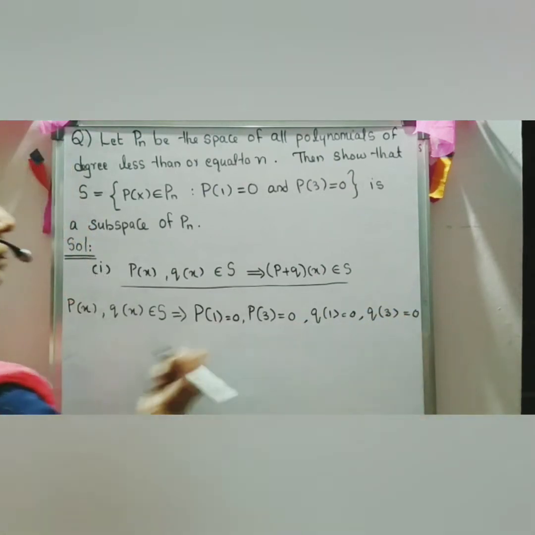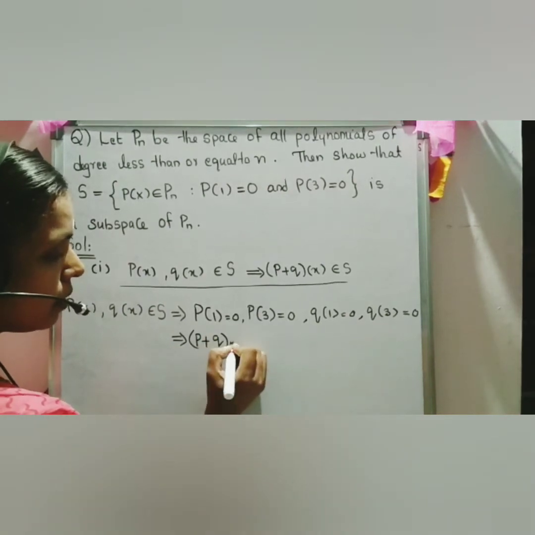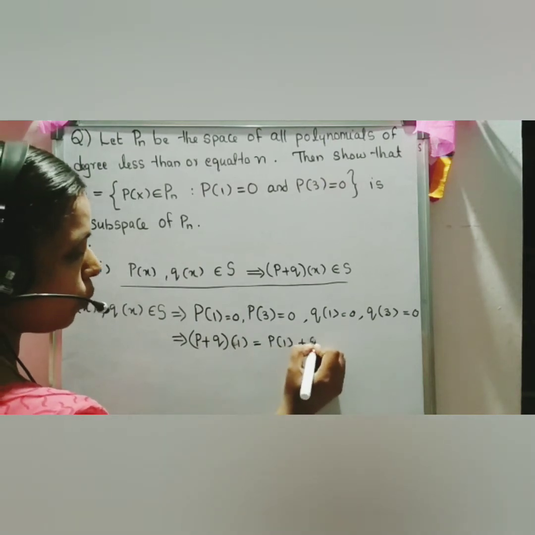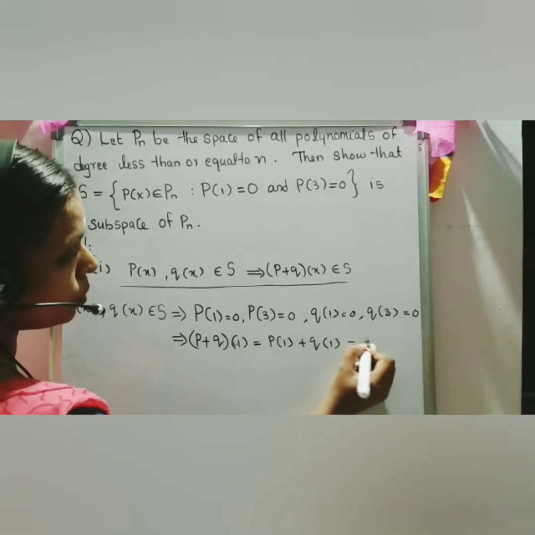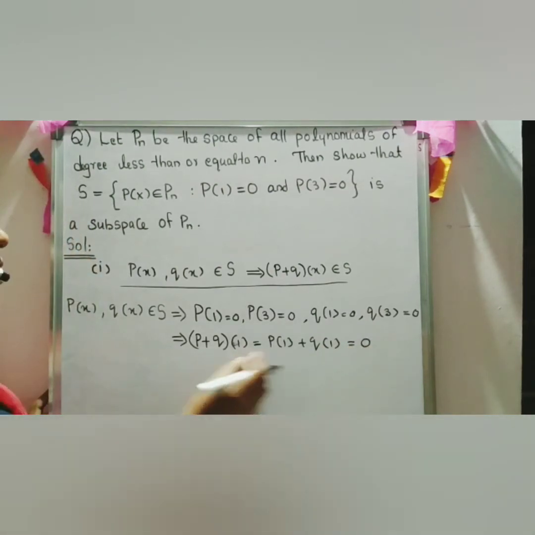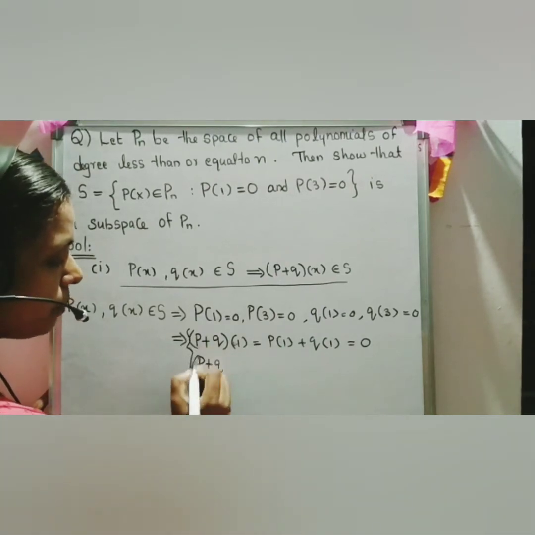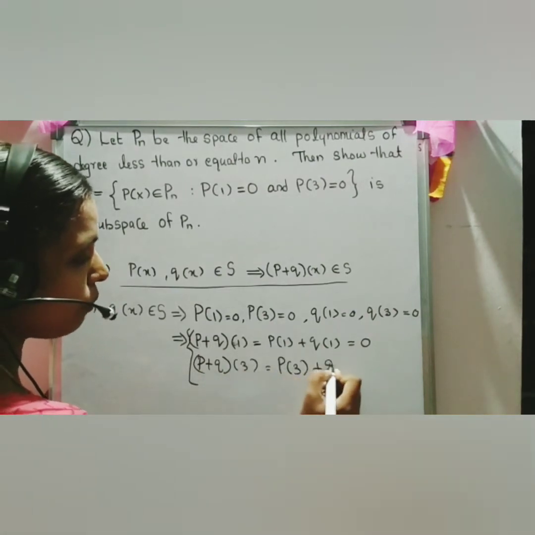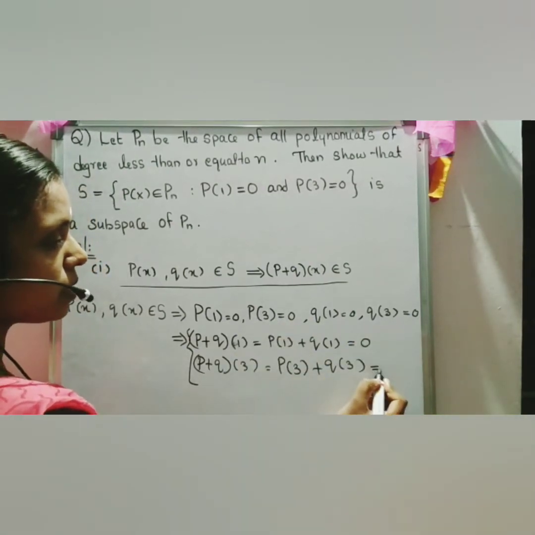Okay? That implies P plus Q of 1 is equal to P of 1 plus Q of 1. We know that P of 1 is equal to 0, Q of 1 is equal to 0, so that is equal to 0. We get P plus Q of 1 is equal to 0. Also, P plus Q of 3 equals P of 3 plus Q of 3. We know that P of 3 is equal to 0, Q of 3 is equal to 0. Then we get this is equal to 0.